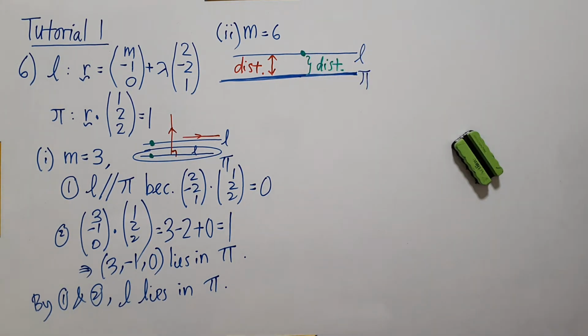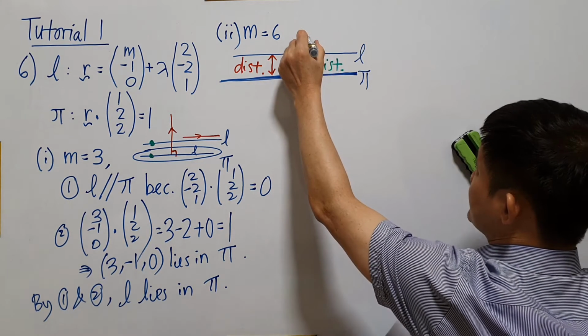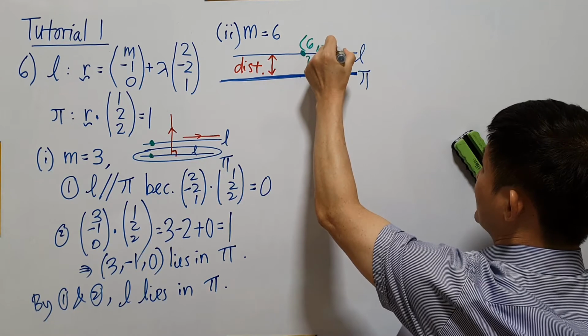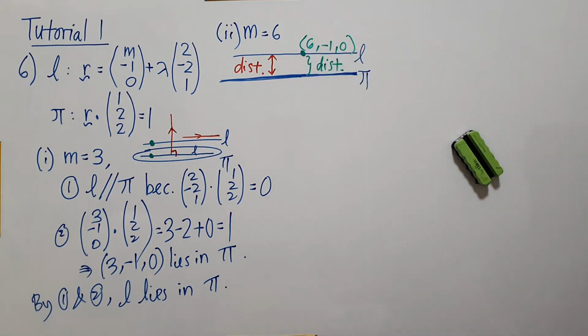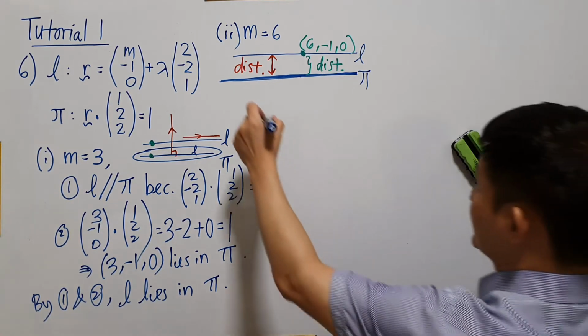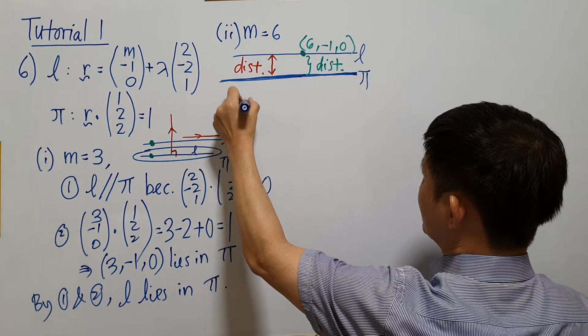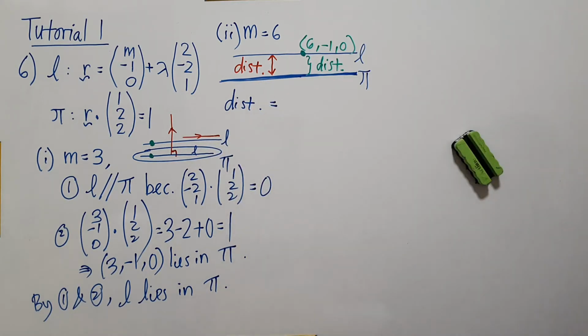So this question reduces to just finding the distance from a point on L to the plane pi. So do you have a point on the line L? The point on the line L in this case, because m is 6, could be conveniently chosen as (6, -1, 0). So now to find the distance between the line and the plane, I simply find the distance from the point on my line L to the plane.